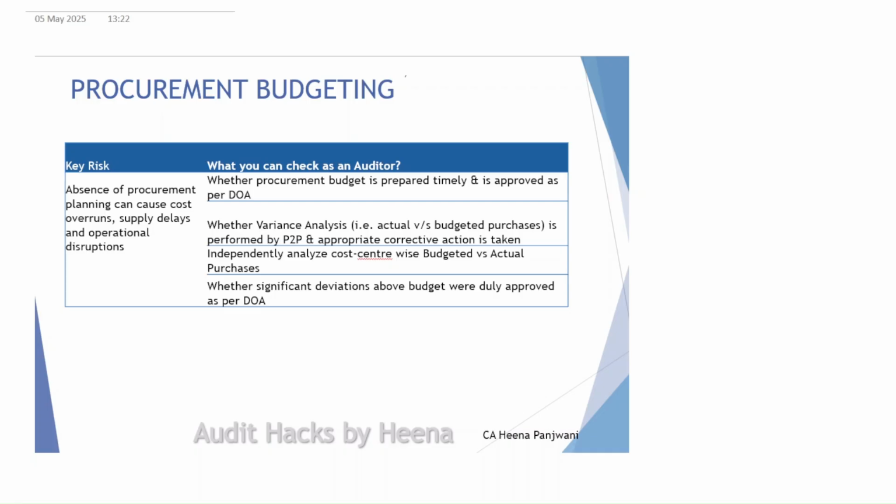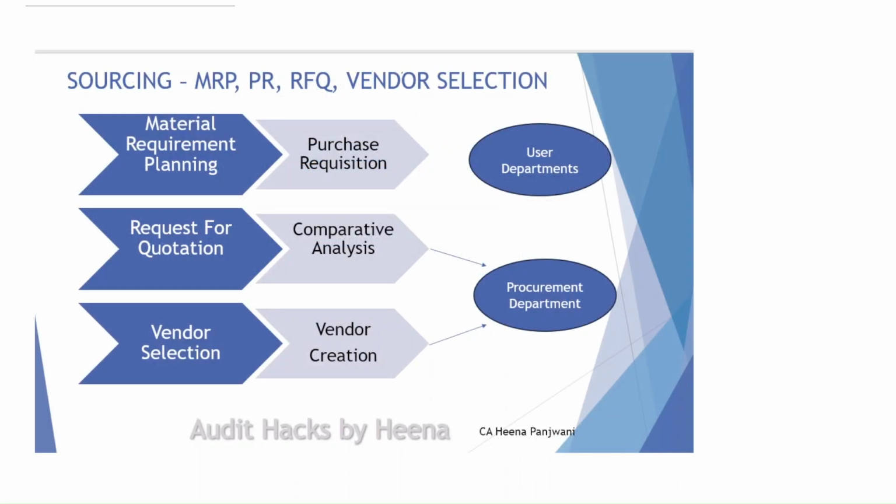You can also independently analyze the actuals and budgeted purchases, and you can check whether significant deviations are duly approved as per DOA. The next phase in the procurement cycle is the sourcing phase, which includes material requirement planning, creation of purchase requisition, requesting for quotes, and vendor selection. Different departments in an organization will identify what goods they need and how much of it do they need and by when do they need.